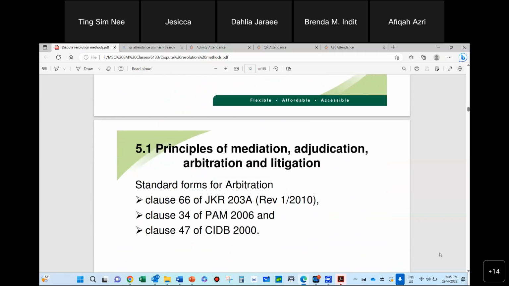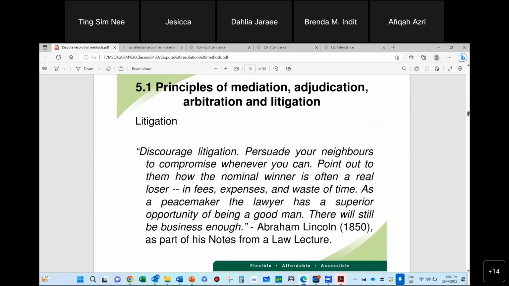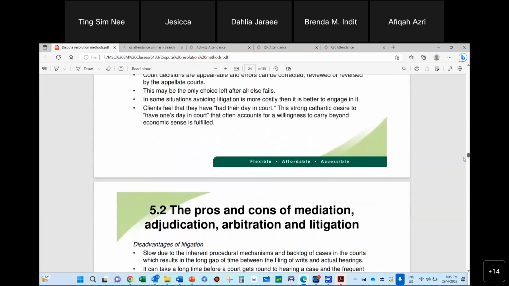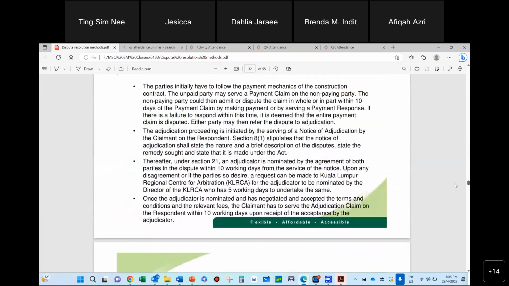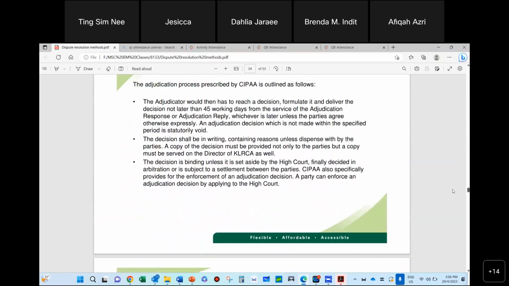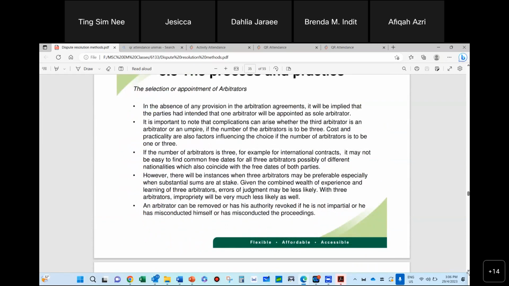So arbitration is actually in JKR 203, PWD 203, and also, I think, in our JKR Sarawak Form of Contract. It's clause 34 in PAM, clause 47 in CIDB. So for arbitration, the process is like this. It's like a court hearing basically, but you can choose your arbitrator, and they must be very neutral, independent parties. And then after that, you negotiate the fees and all that, and then confirm this is the arbitrator.